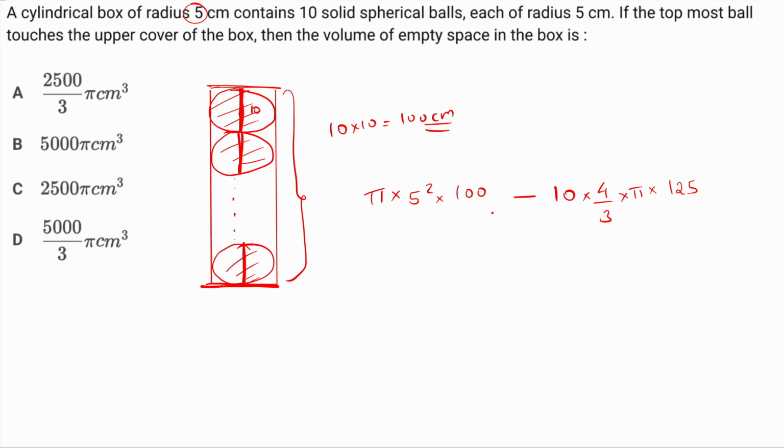answer to the question. Now to simplify things, you can just write this as 2500 pi minus this part will be 40 and 125, so 5000 pi by 3. 3 into 2500 is 7500 minus 5000 is 2500 pi divided by 3. And that's the answer to my question, the A option. Right? So again, a very straightforward question. The answer is option A.